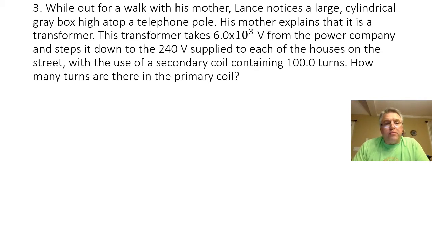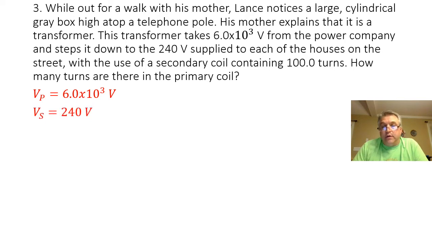So I know my primary voltage in this problem is 6,000 or 6.0 times 10 to the third volts. I know that my secondary voltage, or the voltage coming out of the transformer, is 240 volts. The number of turns on the secondary coil of the transformer is 100 turns, and they are asking us to find the number of turns on the primary coil.